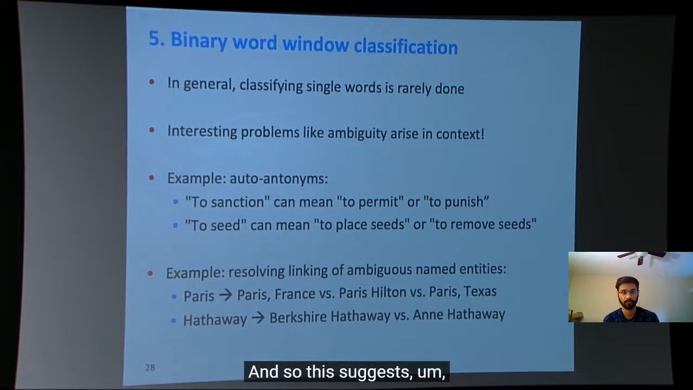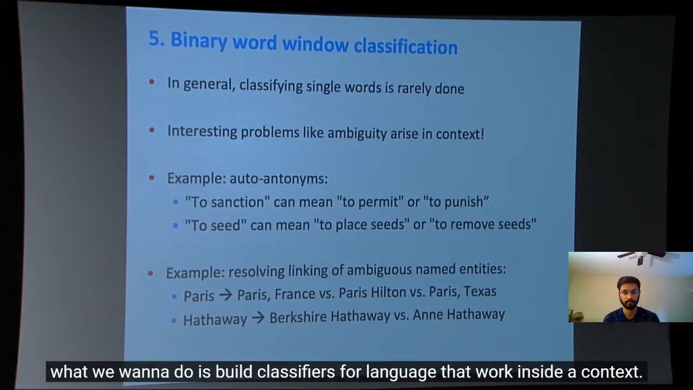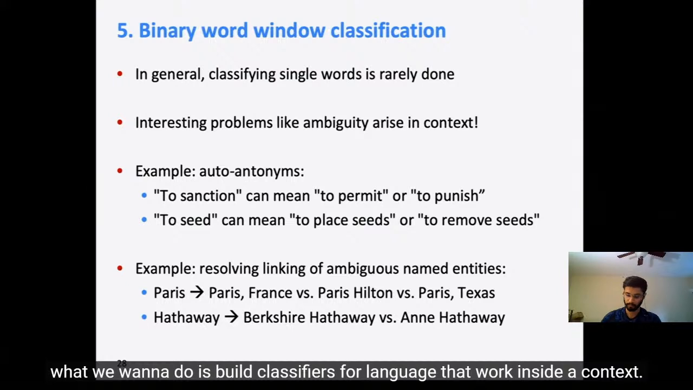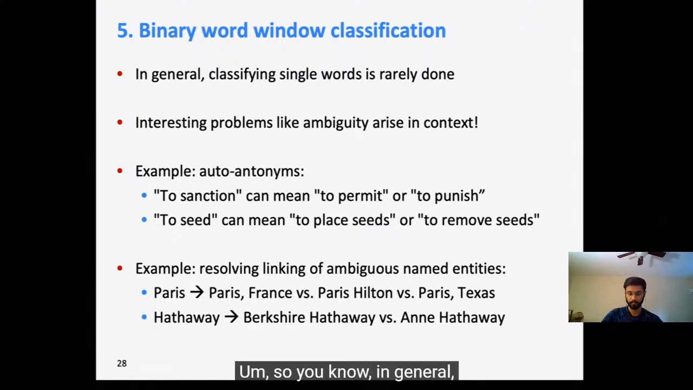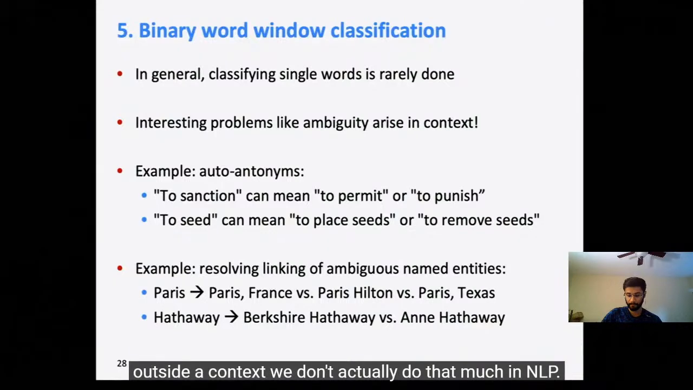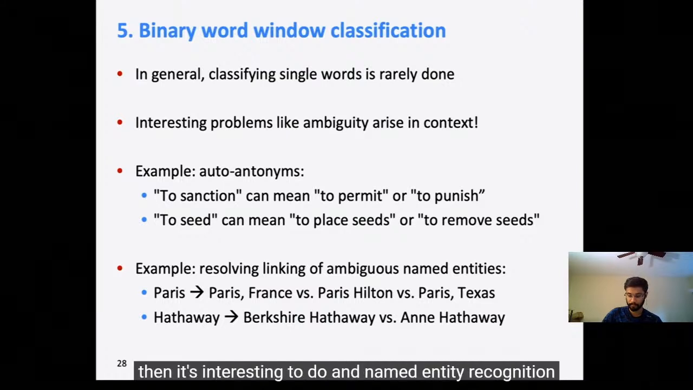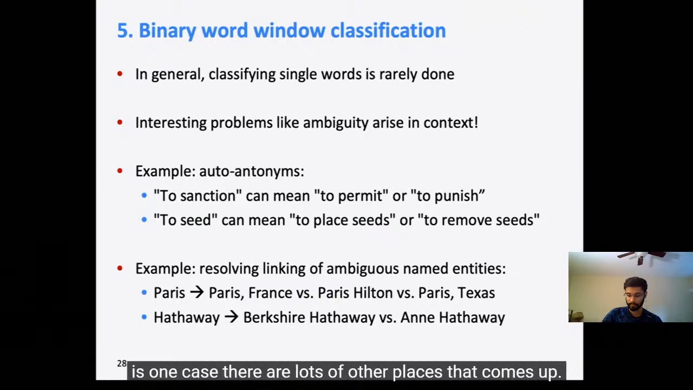And so this suggests what we want to do is build classifiers for language that work inside a context. So, you know, in general, it's not very interesting classifying a word outside a context. We don't actually do that much in NLP. But once you're in a context, it's interesting to do. And named entity recognition is one case. There are lots of other places that comes up.